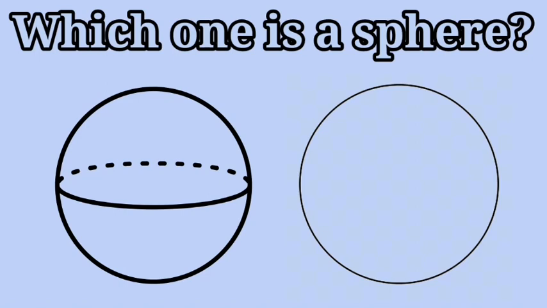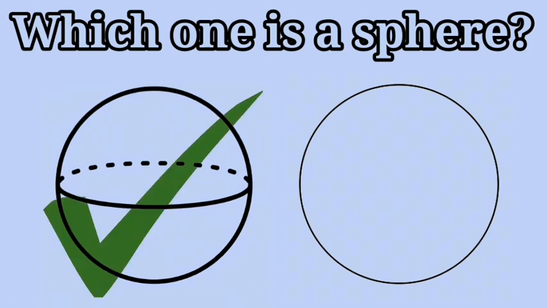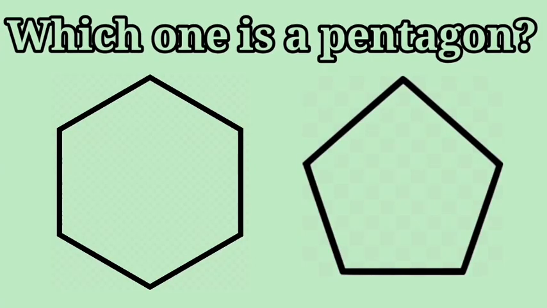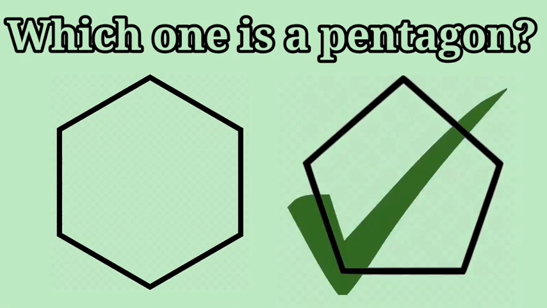Which one is a sphere? Remember, a sphere is a 3D shape. That's right. The first picture is a sphere because the second picture is a circle. Which one is a pentagon? Remember, a pentagon has 5 sides and 5 angles. That's right. The second picture is a pentagon because the first picture has 6 sides and it is a hexagon.